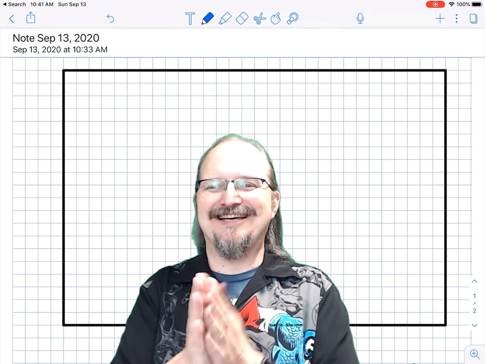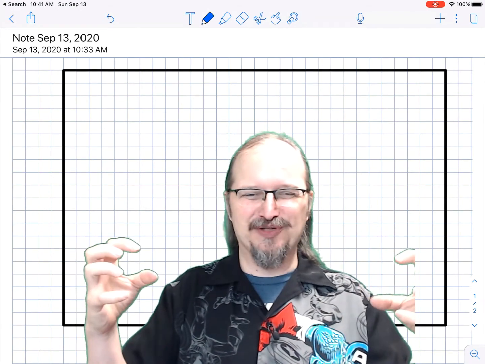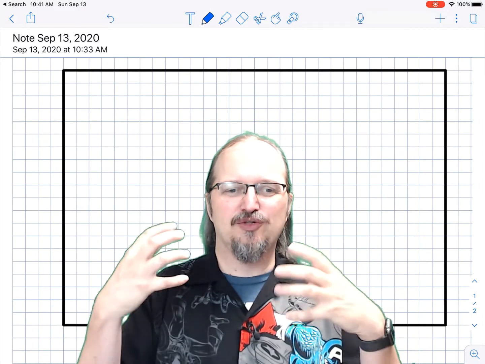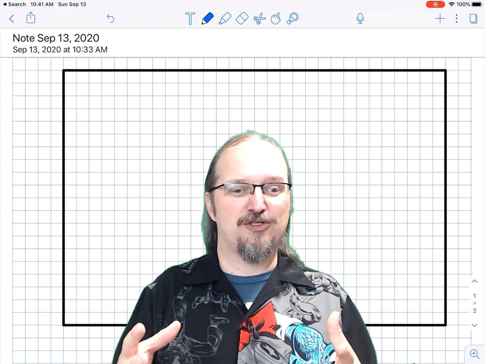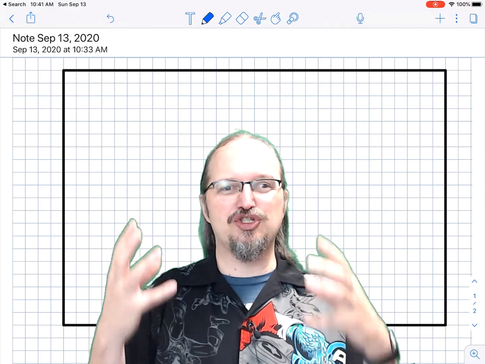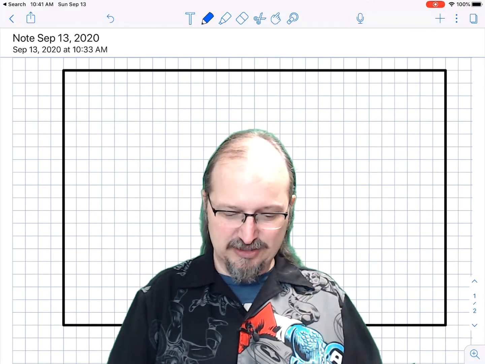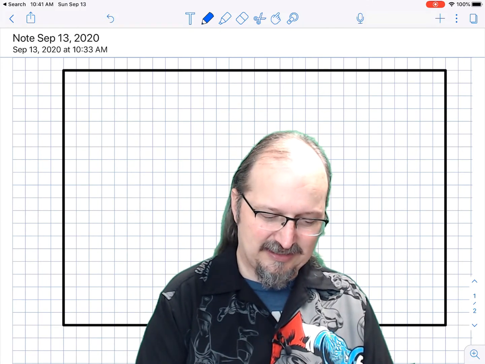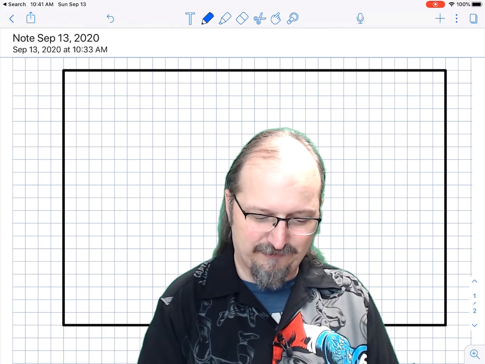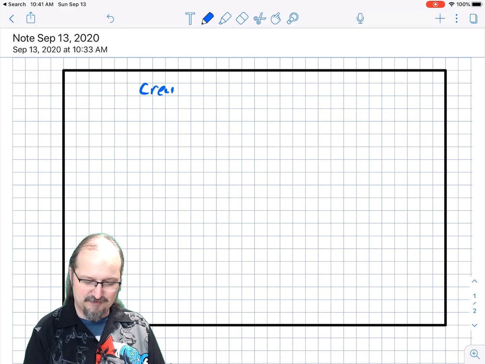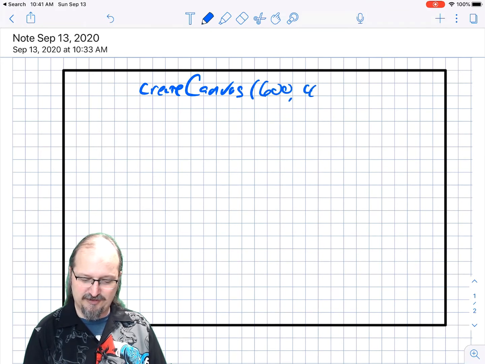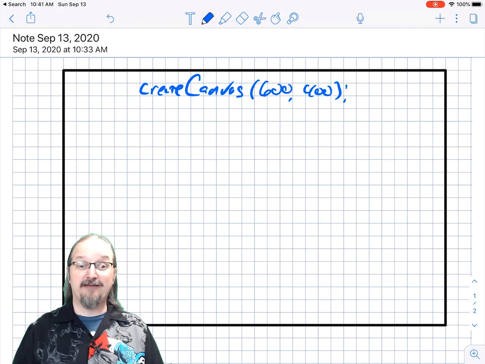Okay, so let's take some of the ideas we learned last week and see if we can build on them. Let's say I wanted to draw something like a fish. How could I do that using the shapes that we have already? Well, let's say this is our canvas, and to do this I wrote something like create canvas, and I did 600 by 400, something like that, yeah? That might give me a shape like this, right?